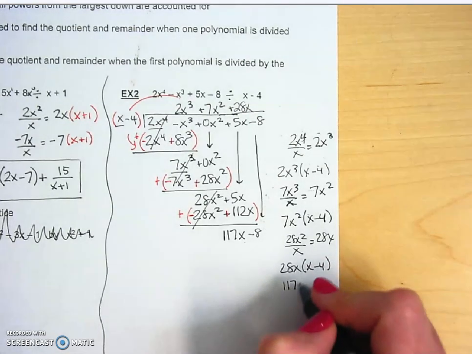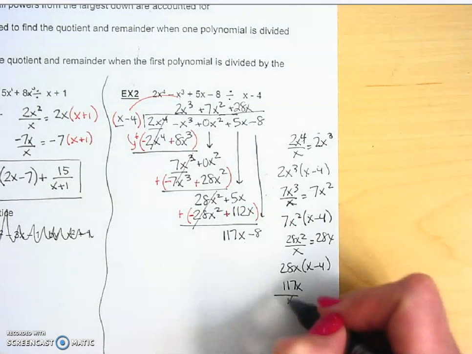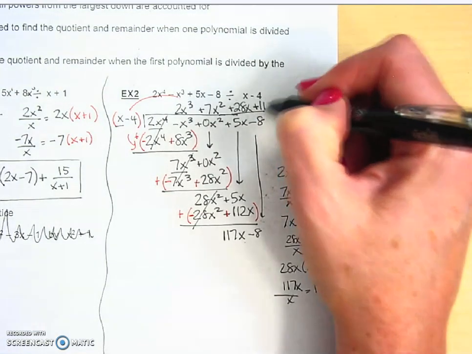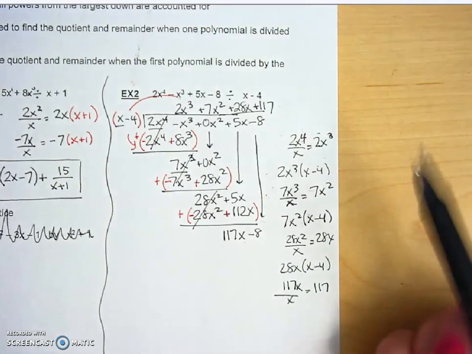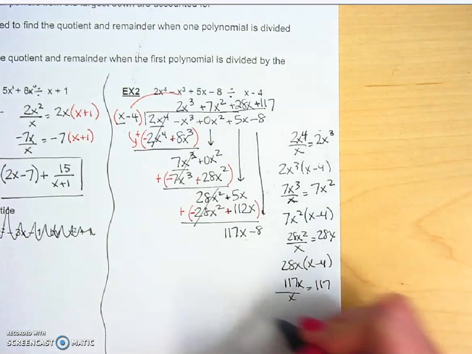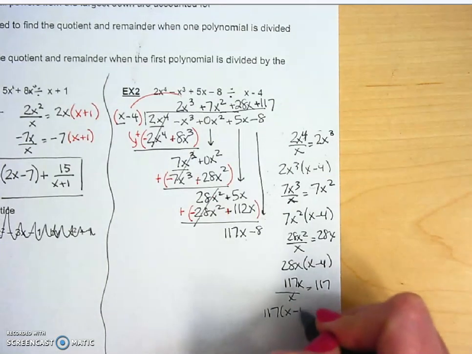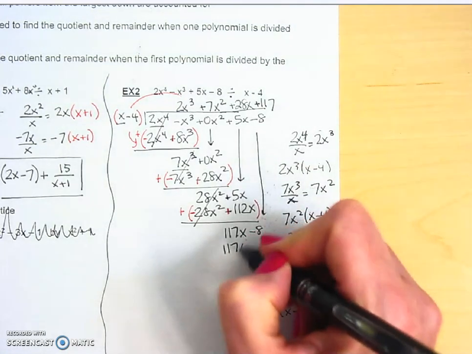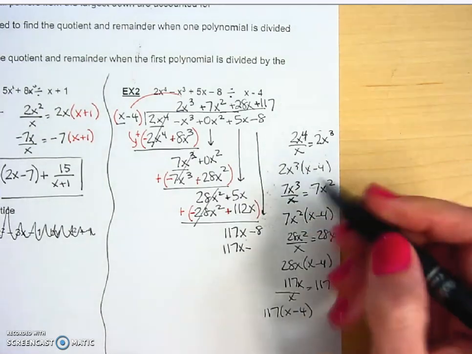117x divided by x is 117. That lines up above the negative 8. 117 times the x minus 4 is going to be 117x minus 468.